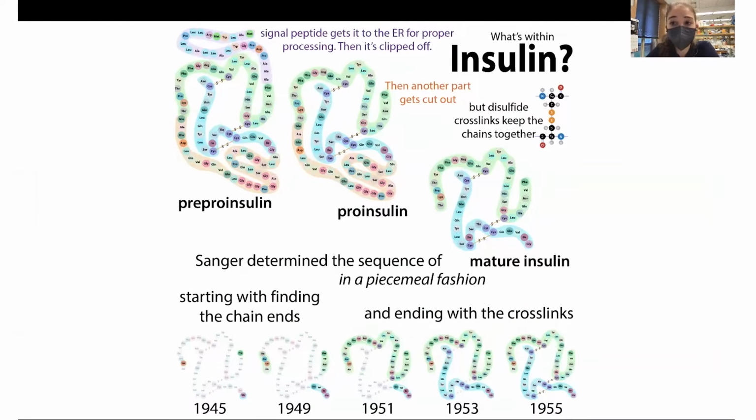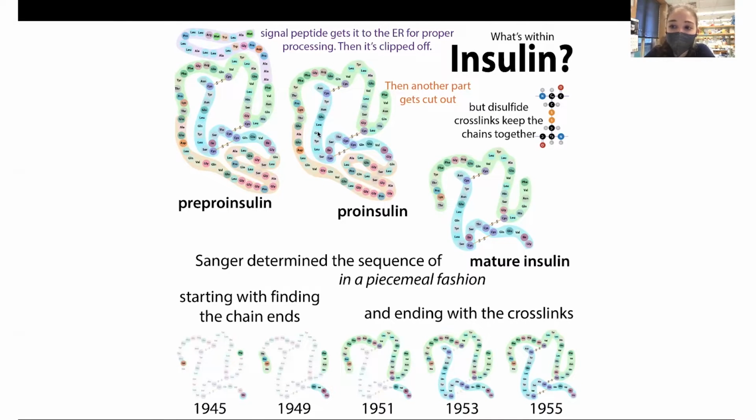Sanger was carrying out this work in the 40s to 50s. And it's kind of ironic that insulin is a tricky protein. You'll see this with both Sanger and Hodgkin, that it seems like insulin should be an easy protein. It's nice and small, but it turns out that it has features that make it challenging.